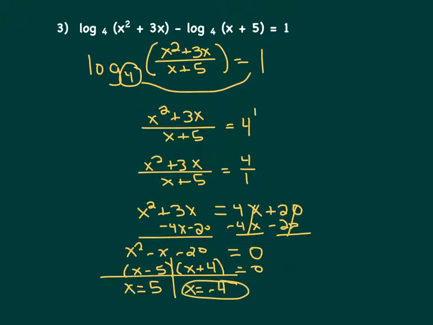All right, and then when we check our 5, we get 5 squared, which is 25, plus 3 times 5, which is 15. So 25 and 15 is positive 40, so that's okay. And then over here, 5 plus 5 is positive 10, so that's okay as well. So both answers work in this case.